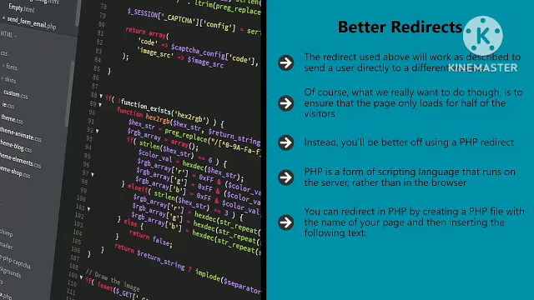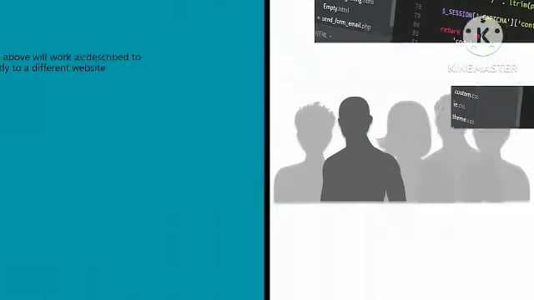You can redirect in PHP by creating a PHP file with the name of your page and then inserting the following text. This will now redirect visitors to the new location, and it will do so in a way that is impossible for anyone to detect. Even if they were to view source, the source they'd see would be the HTML for the new page.